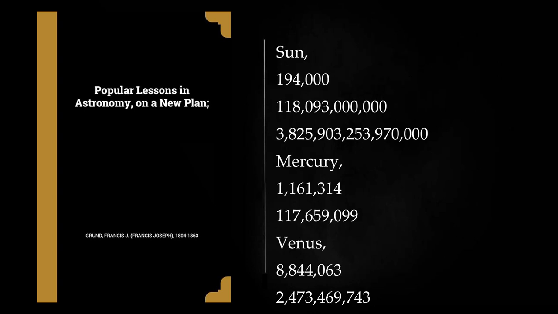Sun. 194,000. 118,093,000,000. 3,825,903,253,970,000. Mercury. 1,161,314. 117,659,099. Venus. 8,844,063. 2,473,469,743. Earth. 9,282,066. 2,659,159,061. Mars. 3,178,805. 532,996,317.